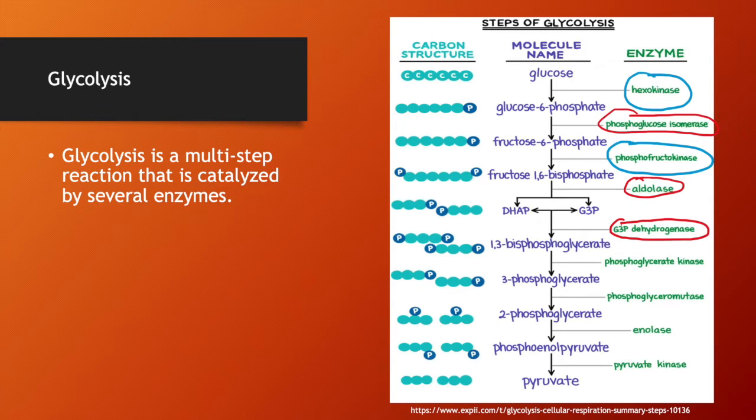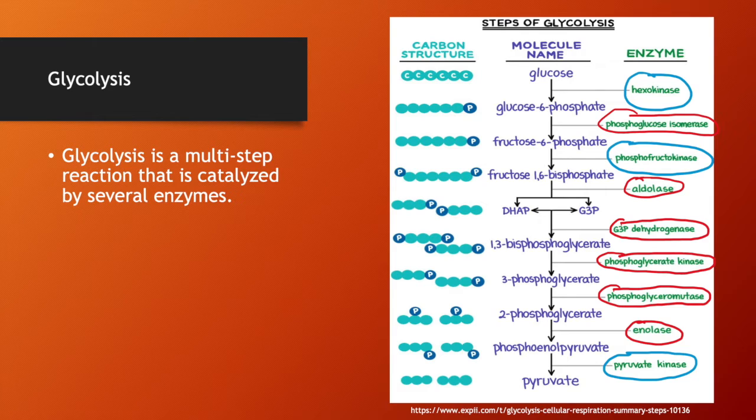And in the seventh step, phosphoglycerate kinase catalyzes the conversion of 1,3-biphosphoglycerate into 3-phosphoglycerate. And in the eighth step, phosphoglyceromutase catalyzes the conversion of 3-phosphoglycerate into 2-phosphoglycerate. And in the ninth step, enolase catalyzes the conversion of 2-phosphoglycerate into phosphoenolpyruvate. And in the 10th and final step, pyruvate kinase catalyzes the conversion of phosphoenolpyruvate into pyruvate.